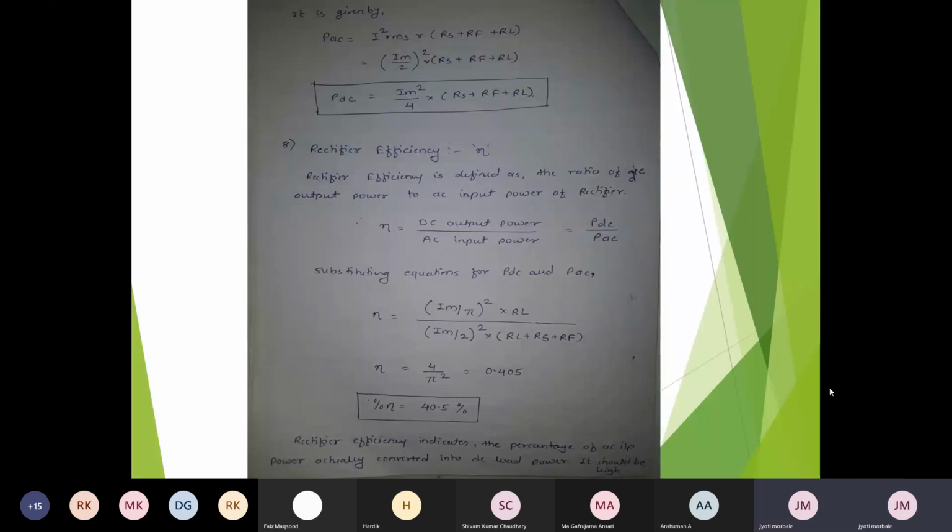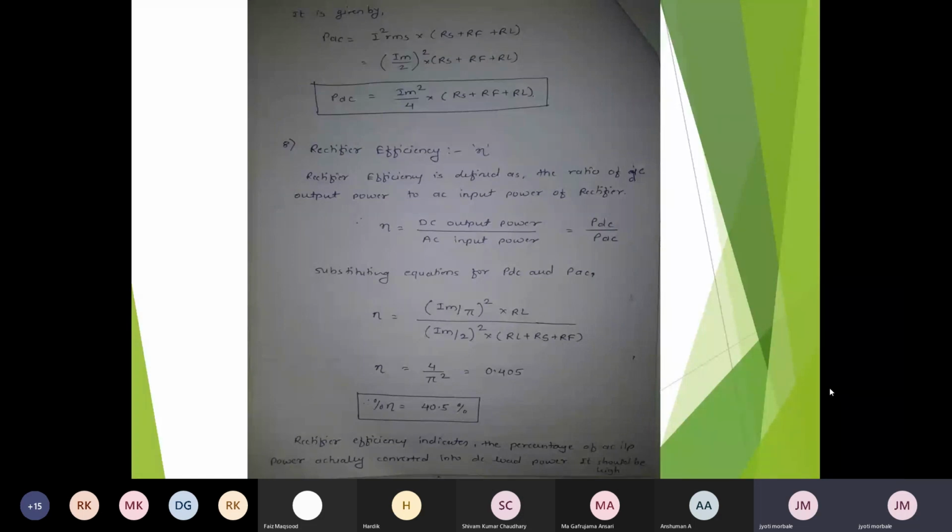By comparing the value of RL with RF and RS, these values are very, very small as compared to the load resistance value. So we can directly neglect these two values. तो RF और RS को अगर हम neglect करें तो हमारा सिर्फ RL टर्म यहाँ पर बचता है. So at the end we could able to get PAC is equal to Im square into RL upon 4. Okay, so this is about the PAC for the half wave rectifier.